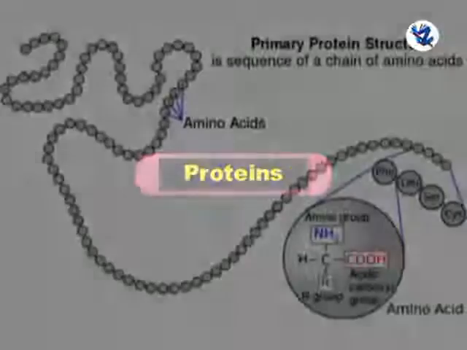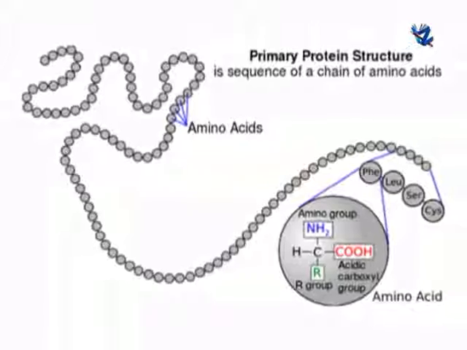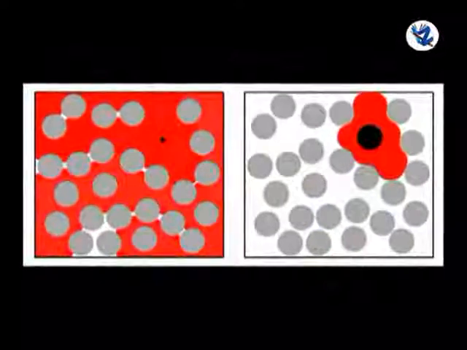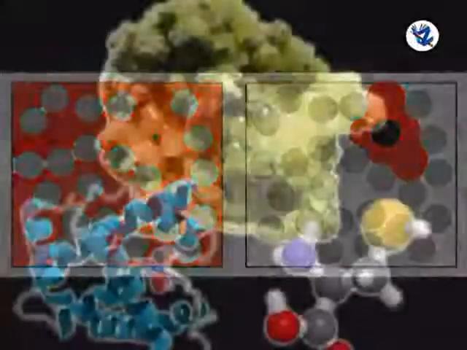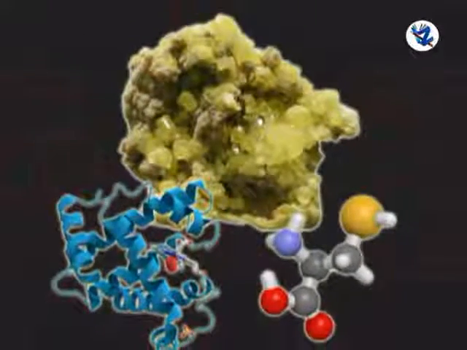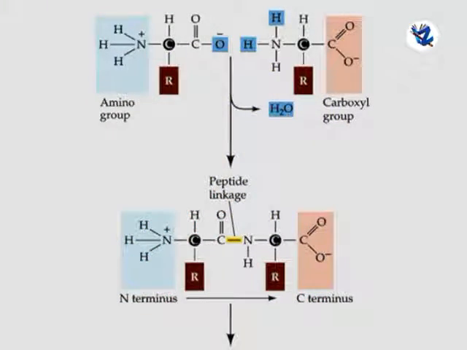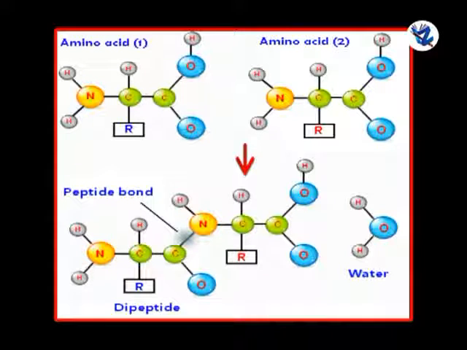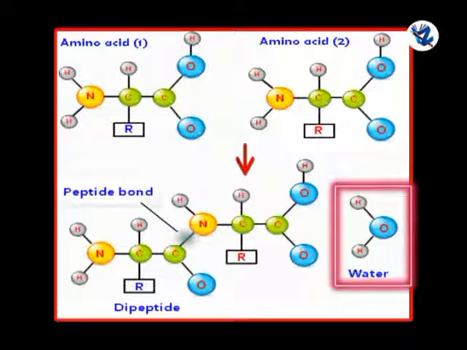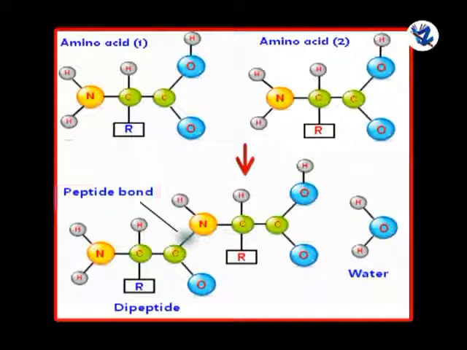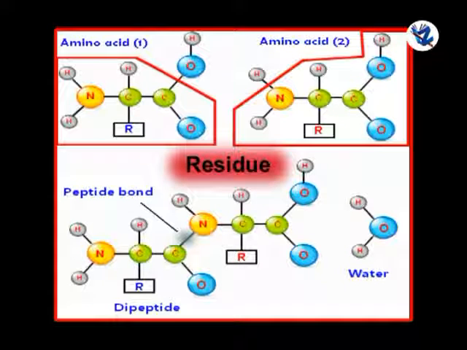Then proteins. These are long-chain polymers of amino acids. They are macromolecules of high molecular weight. Some protein molecules contain sulfur and other elements in addition. In a long chain of amino acids forming a protein, the amino group, that is NH2, of one amino acid is linked to the carboxyl group of the other amino acid. The two amino acids are condensed by removal of a water molecule to form a peptide linkage. The remainder of each amino acid after removal of a water molecule is called residue.